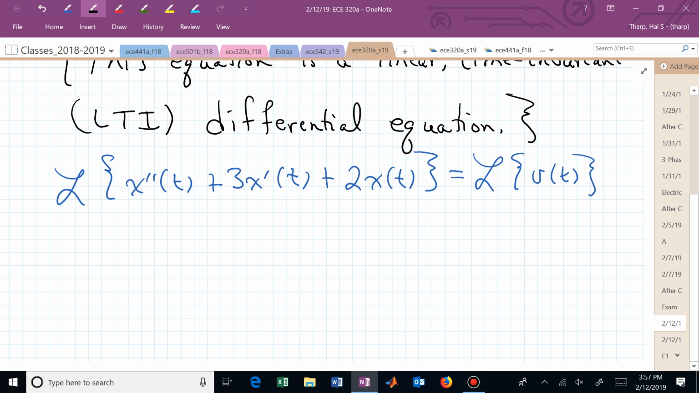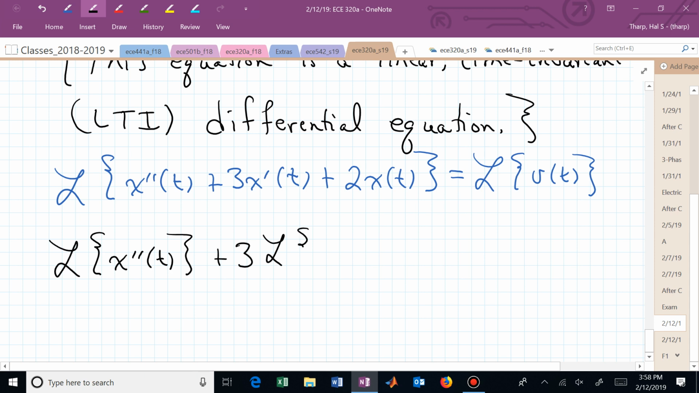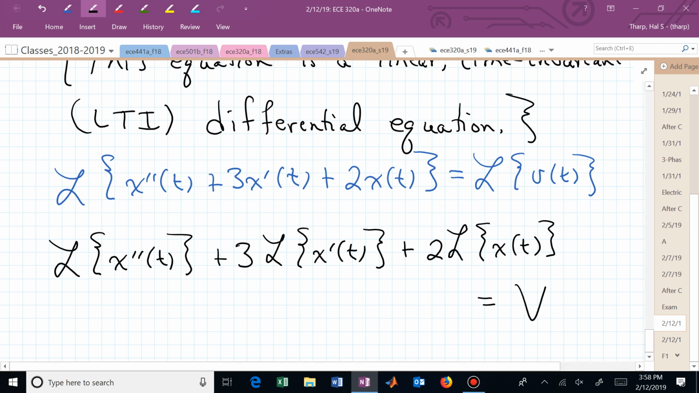We can say, oh, the Laplace transform of the sum of the three is the same as the Laplace transform of the scaled combination of three. We have the Laplace transform of x double prime plus 3 times the Laplace transform of x prime plus 2 times the Laplace transform of x equaling what we said would happen if we Laplace transform v of t. It's scaled by 1. We're just going to say, well, that's equal to capital V of s.